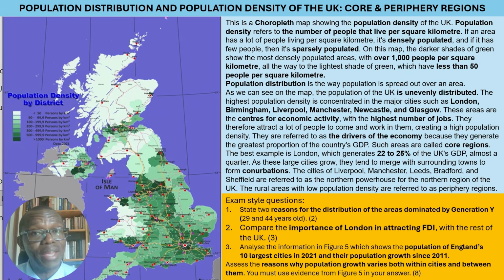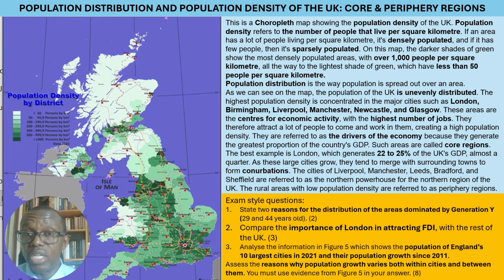The third question says, analyze the information on figure 5, which shows the population of England's 10 largest cities in 2021 and their population growth since 2011. Assess the reasons why population growth varies both within cities and between them. Now, of course, this here is an 8-mark question.